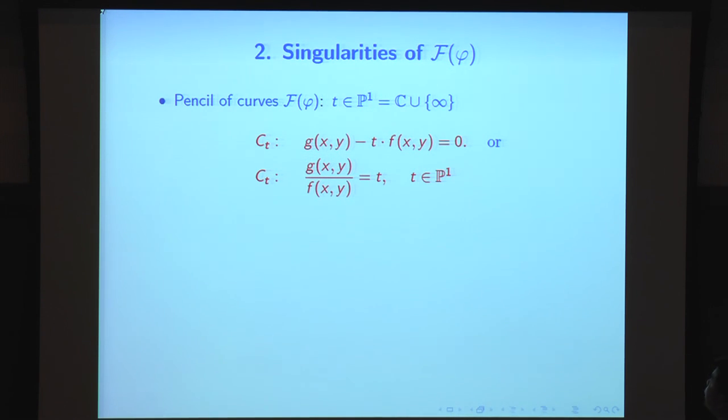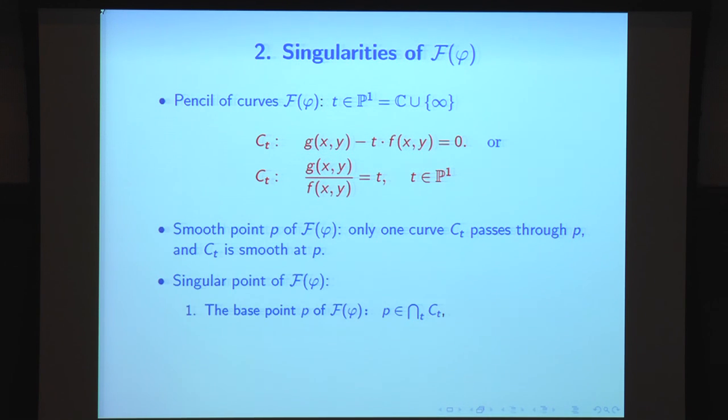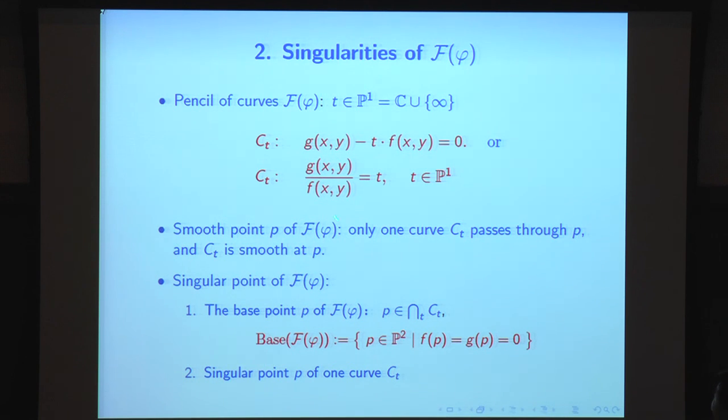How do we study the family of curves using the method of algebraic surfaces? The usual method is to desingularize the singularities of the family. What is the singularity of the family? The singularity here means several kinds. A smooth point of the family is a point that is smooth and not a base point.